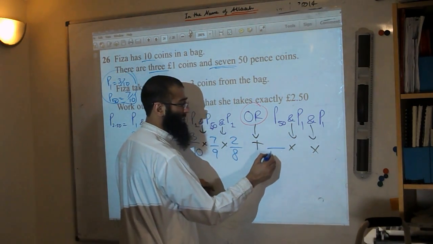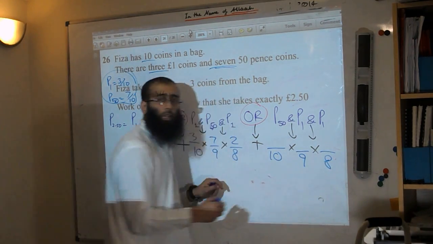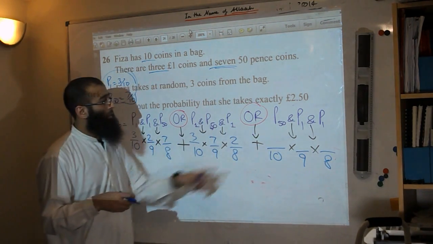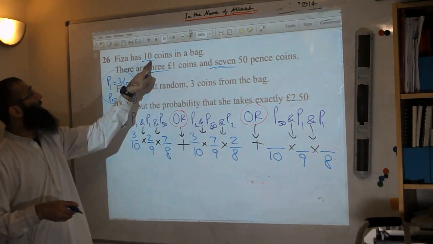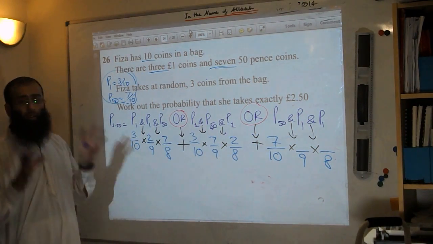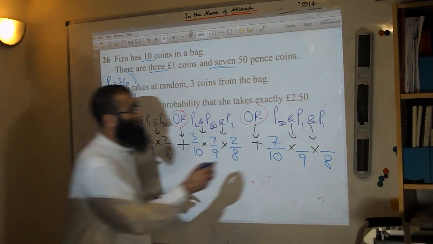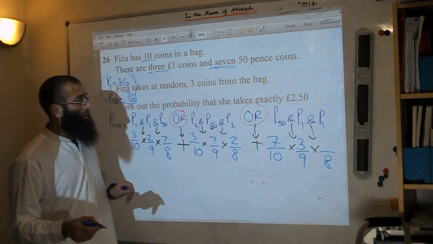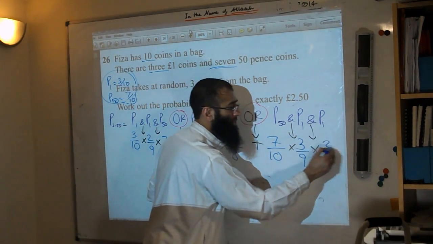Okay, so we can copy down here. We're going to start with 10 coins out of 10, out of 9, out of 8, because it's without replacement. So the probability of getting the first 50p coin is going to be 7 out of 10. Now we've got 9 coins left. Probability of getting the first £1 out is going to be 3 out of 9. I've taken one of those £1 coins out. How many coins have I left for £1? 2.